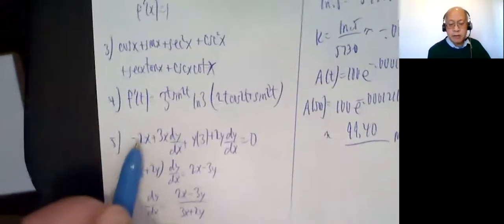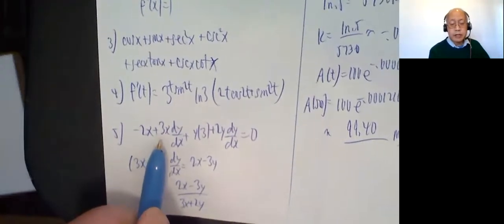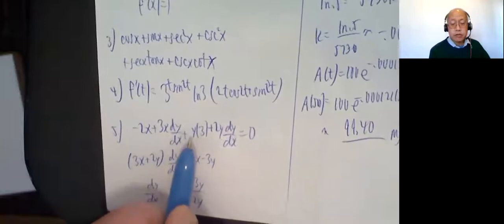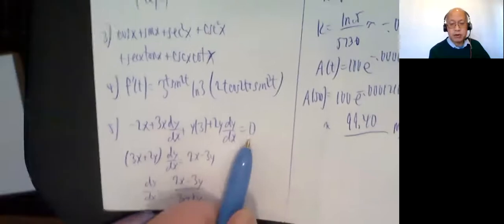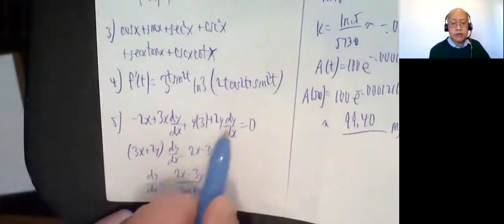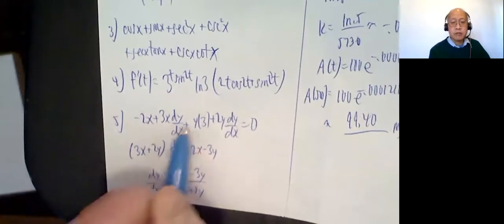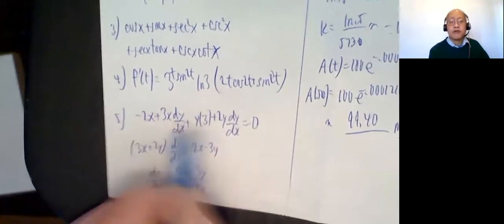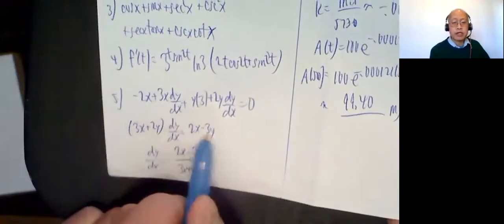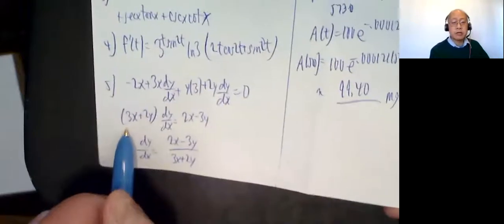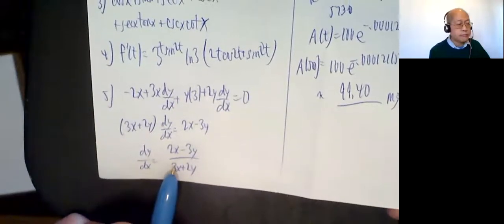Number 5, negative 2x plus product rule, 3x dy dx plus y times 3 plus 2y dy dx equals 0. Leave the dy dx's on this side, move to the other side, the negative 2x, it'll become a positive. Move over the 3y, it'll become a negative. Factor out the dy dx. So 3x plus 2y, dy dx equals 2x minus 3y. Divide by 3x plus 2y. So dy dx is 2x minus 3y over 3x plus 2y.